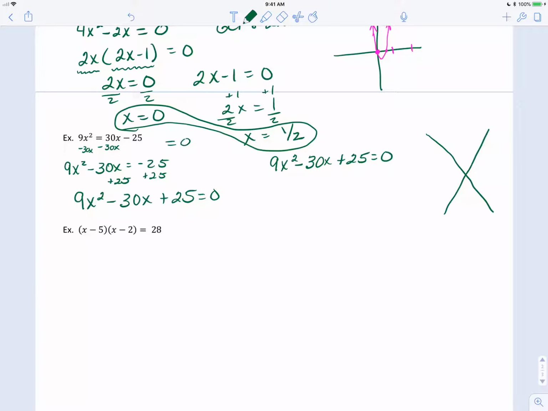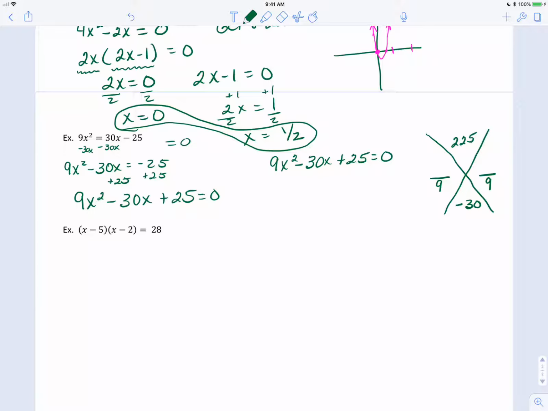9 times 25 is 225, and that needs to add to negative 30, our B term, down at the bottom. We're going to divide both sides by 9. So now we've got to come up with what are all the factors of 225.